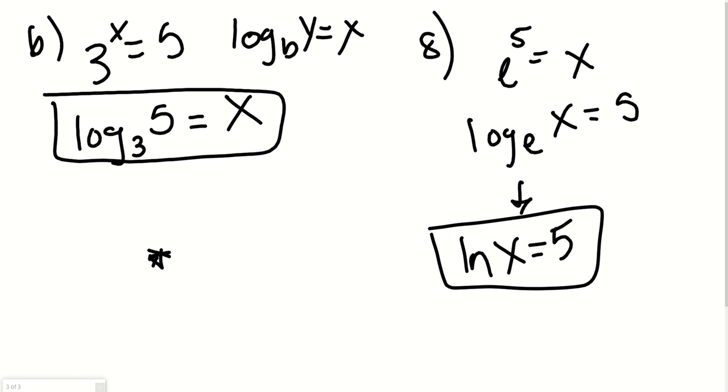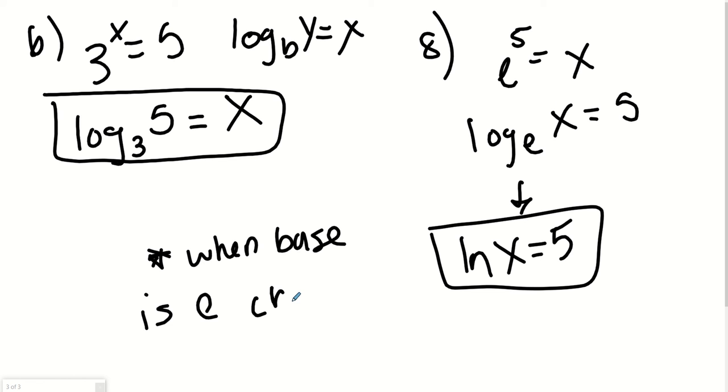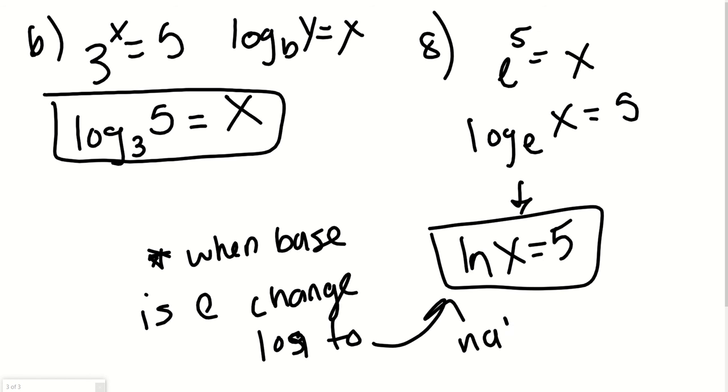So here, when the base is e, change log to natural log, and it's still going to be equal to the exponent. So ln is still the exponent.